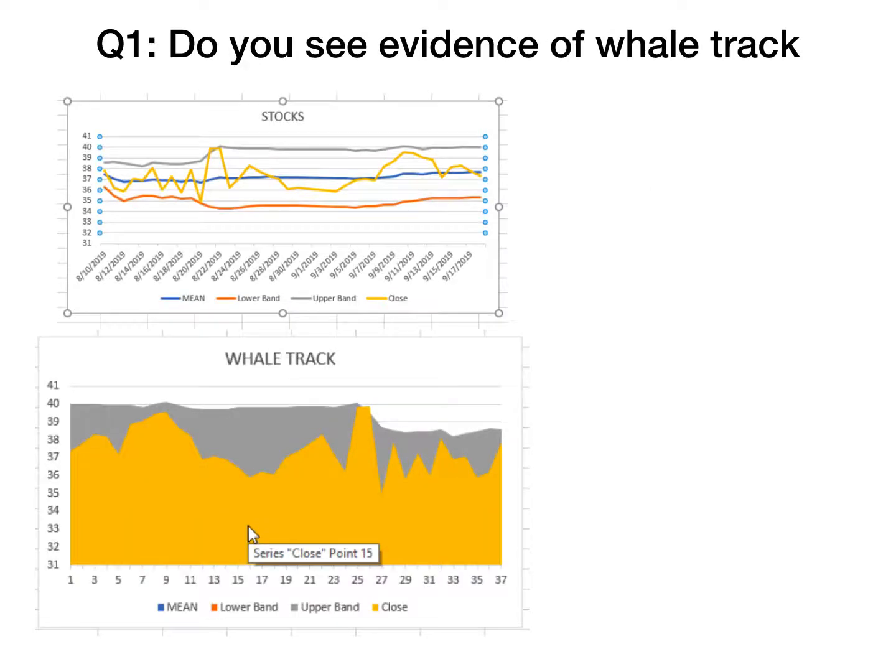The next thing I want to look deep into is the evidence of whale track. Now, before I go into that, I would like to vividly explain my chart. On my chart here, the gray line is known as the upper band, and the red line is known as the lower band. The orange line is the closing price, and the blue line is the mean. This will be explained further in other slides of the presentation.